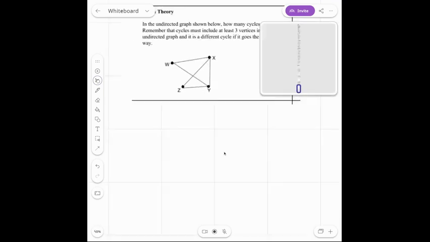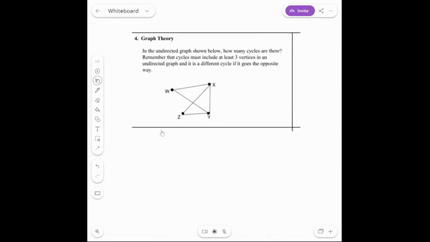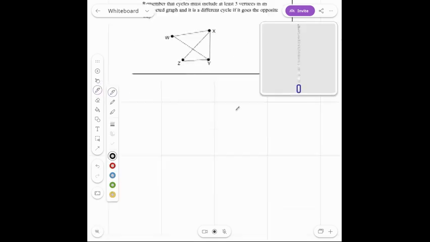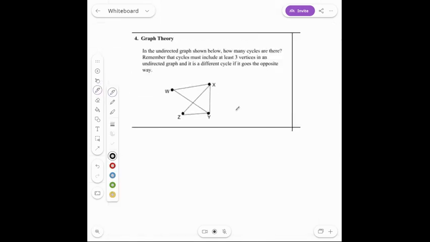Question 4. In the undirected graph shown below, how many cycles are there? Remember that cycles must include at least 3 vertices in an undirected graph, and it is a different cycle if it goes the opposite way. So again, this time we need to count carefully and make sure we don't skip any cases. One way to do that is to do casework by the number of vertices in the cycle.